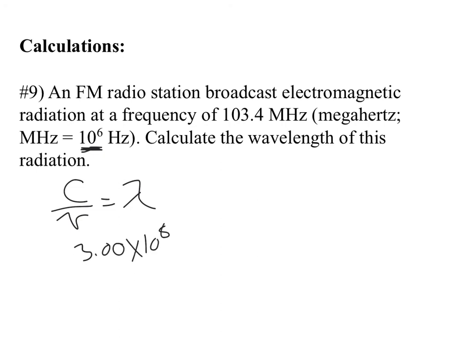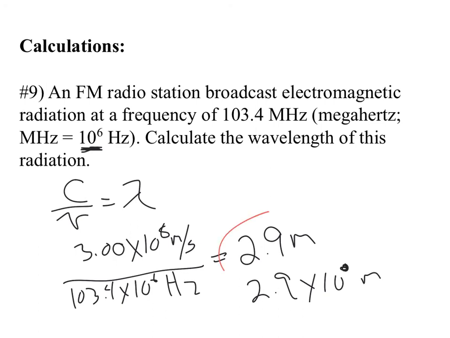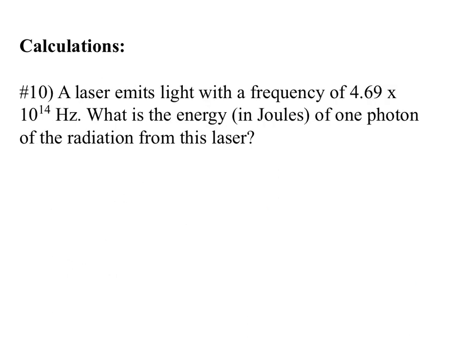3.00 times 10 to the 8th meters per second divided by 103.4 times 10 to the 6th hertz gives you 2.9 meters, or 2.9 times 10 to the 0 meters. It's a 0. Okay, and then the one.